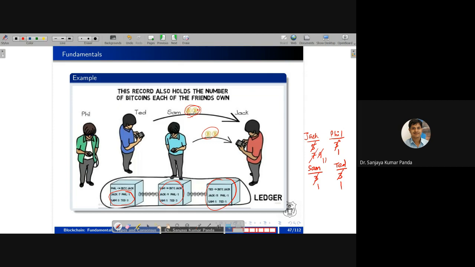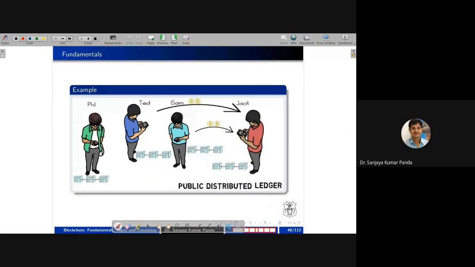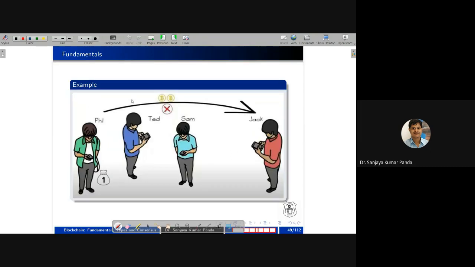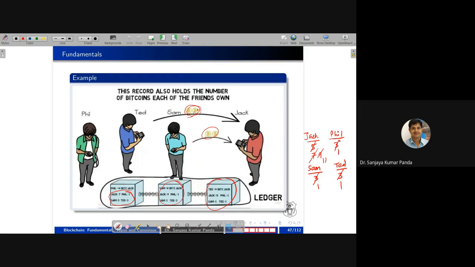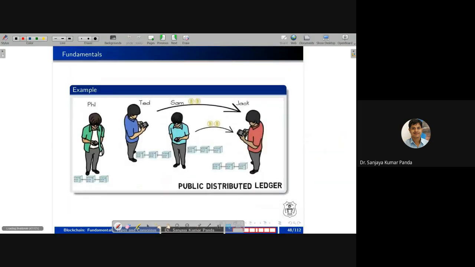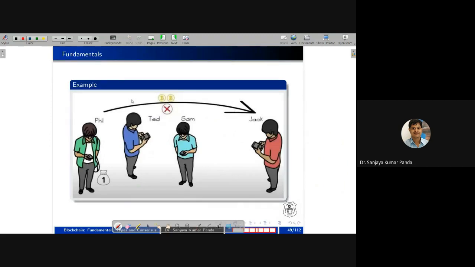But this ledger is not with only Jack. This ledger is there with everyone. So Phil can also see whether Ted has paid or not, Sam has paid or not. Similarly, each of them can determine whether the other friends have paid the amount to Jack or not. That can be easily identified, right? But at a later point of time, suppose Phil wants to again transfer some amount, let's say for a different cause, 2 Bitcoin to Jack. But the number of Bitcoins Phil has here is 1, and he wants to transfer 2. So this transaction is denied.